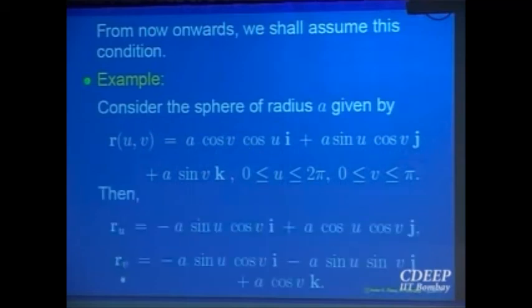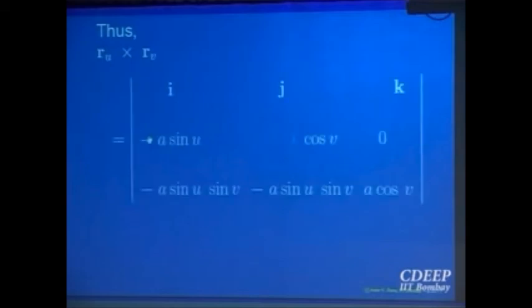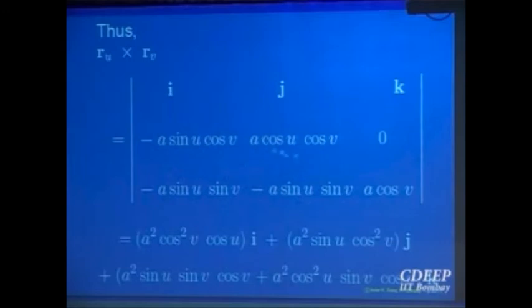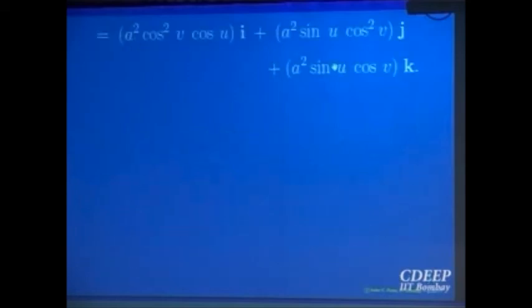So Ru, Rv, compute the cross product of that, which is the determinant. Compute the i component, j component, k component, and then find the norm of that. Once you compute the cross product, this will be 0, this will be a square cos u cos v, and cos square v will come. So you compute this determinant, which will come out to be something times i, j and k.